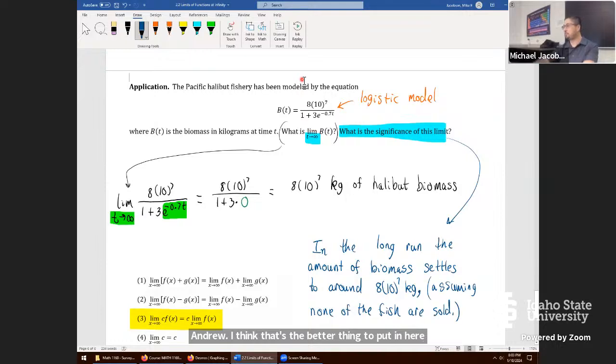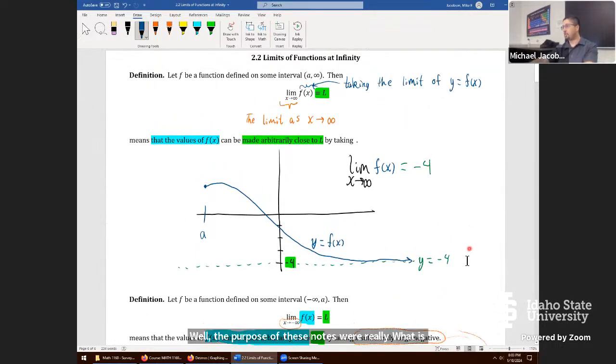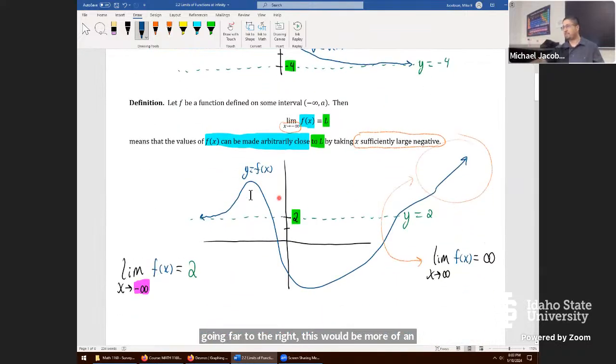Well, the purpose of these notes was really what is happening to a function in the long run, whether you're going far to the right. This would be more of an application. We're imagining time moving forward, for example. We can come up with applications as we're going towards the left, maybe not time, but maybe displacement, something going to the left of a starting point, some particle. We were interested in that long-term behavior.